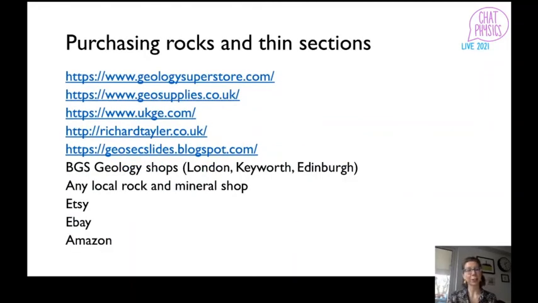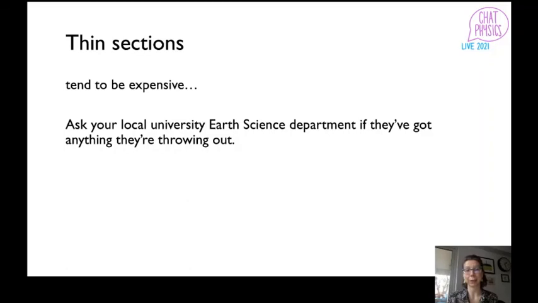If you wish to purchase your own rocks and thin sections, you can head to any of these places. The fluorescent minerals that I showed you were from Geology Superstore and they cost only a couple of pounds each. The more expensive thing to buy is actually a UV torch. You might already have one, but check if the UV torch you have is long wave or short wave. Most fluorescent minerals respond best to short wave. Thin sections do tend to be a bit more expensive, so do ask your local university earth science department if they've got anything they're throwing out.